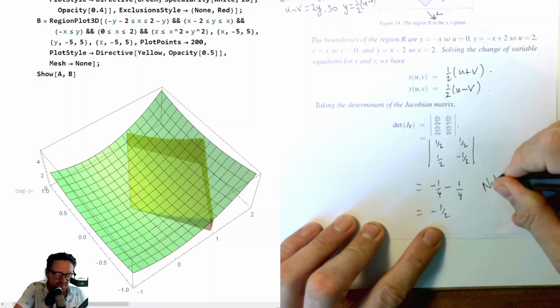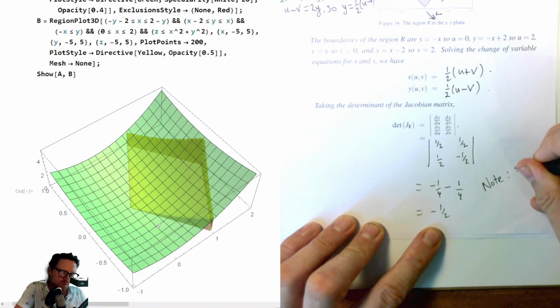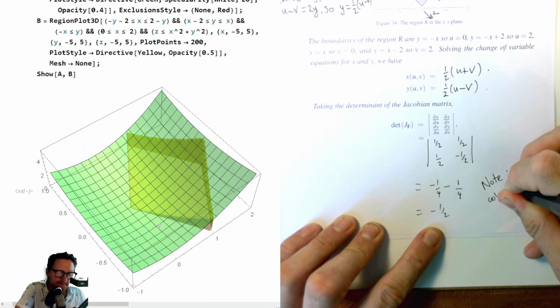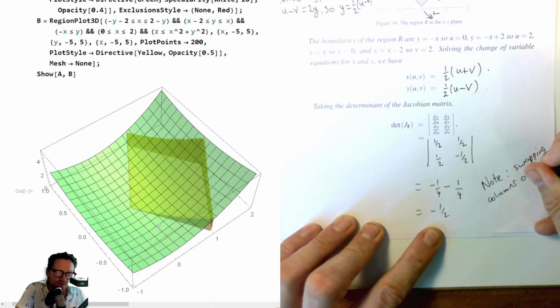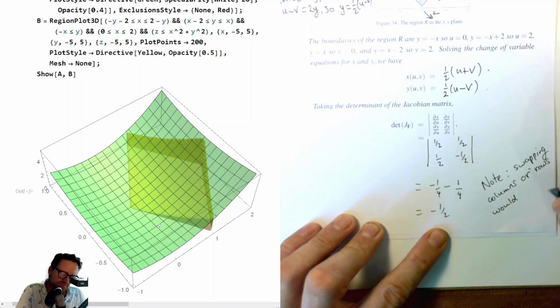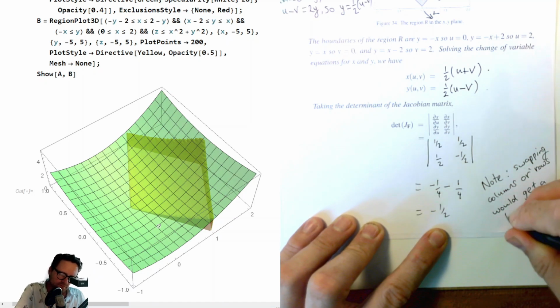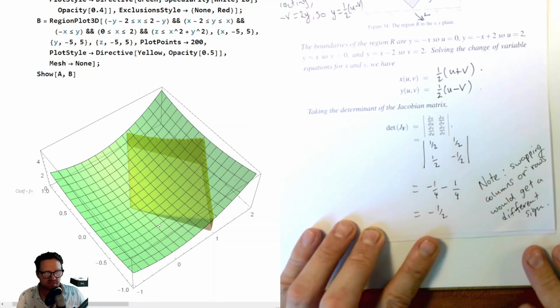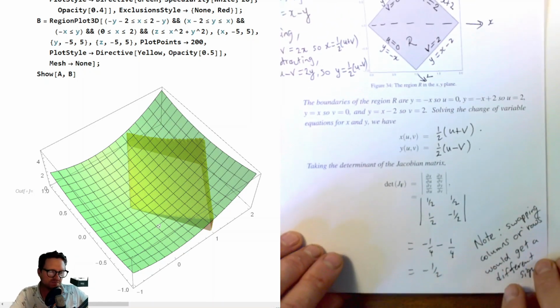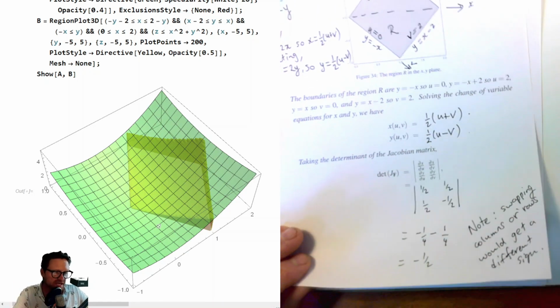But note, swapping columns or rows, so had we set this out differently, we'd get a different sign. So in what follows, we're going to have a minus sign, so we can interpret that as the need to maybe swap rows or columns, or simply interpret it as positive.